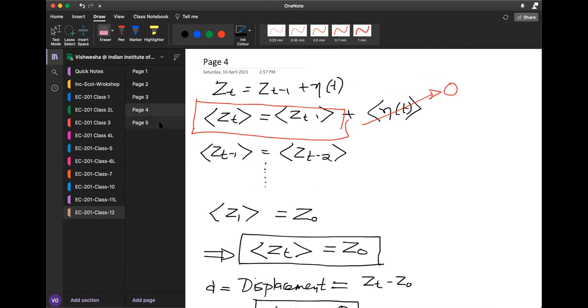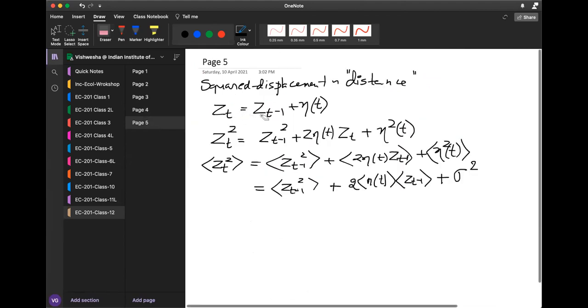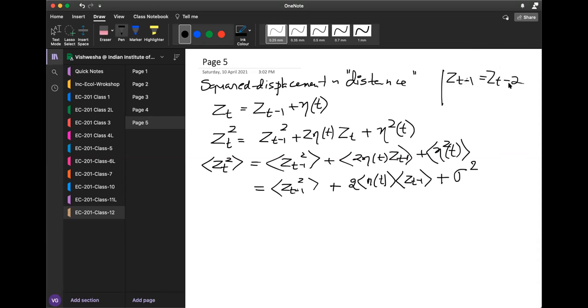So, yes, this is Z_{t-1}. Let me write this down just to be clear. Z_{t-1} is equal to Z_{t-2} plus eta_{t-1}. And this and this are totally independent of each other, right? Every time I'm drawing, it is a fresh random draw. I could have also made the notation consistent. Okay, this is just the basic idea.